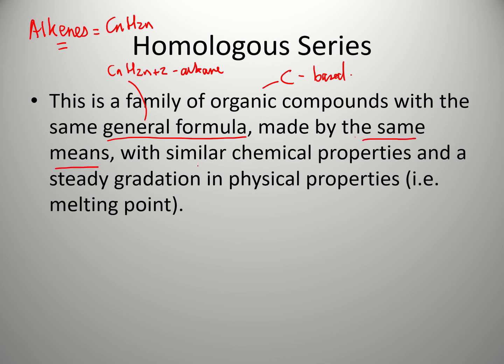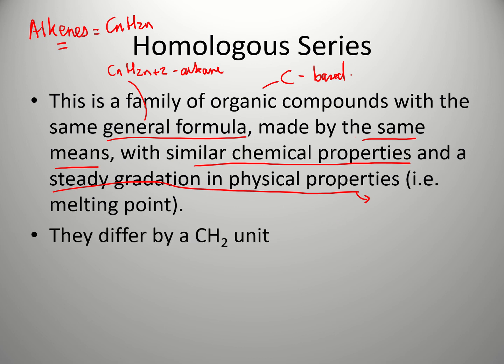Okay, these things are made by the same means, so you remember your alkanes are made by fractional distillation, and they have similar chemical properties, not the same but similar, and a steady graduation in their physical properties. So you might remember, for example, when we talked about the alkanes that were made in the fractional distillation tower, they got less viscous as they went from the bottom of the tower to the top. They had lower boiling points as they went from the bottom of the tower to the top. They got lighter in colour. So all those things represent a steady graduation in their physical properties, and they differ by a CH2 unit.